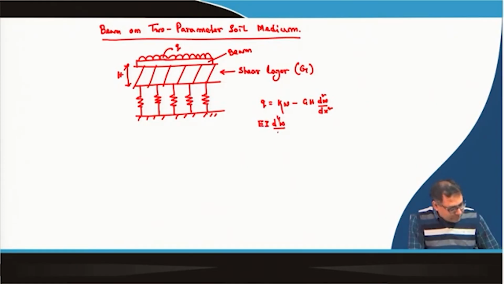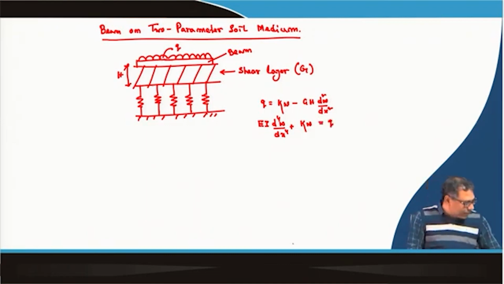E I d 4 W d x 4 plus K W, that is equal to Q. So, these are the expressions we are talking about for a beam when it is resting on the Winkler model. Now we have to combine these equations or these conditions, and then we will get the actual equation.